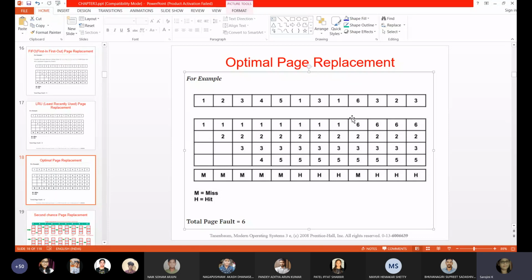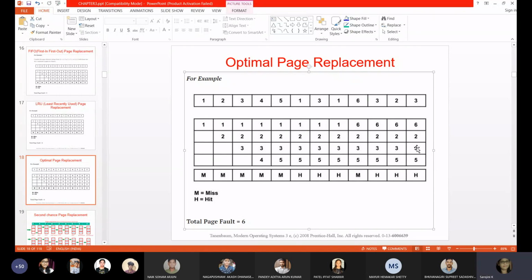Page number 6 came. Now this is the status of the main memory. Now which page is coming? Page number 3 comes, which was already there in the main memory. So it is marked page hit, and the main memory will be retained as it is. Next, page number 2 comes. Page number 2 is also already existing in main memory, so this is marked as page hit. There is no change in the main memory. Page number 3 comes, already there in the main memory. That is also a page hit. There is no change in the main memory.